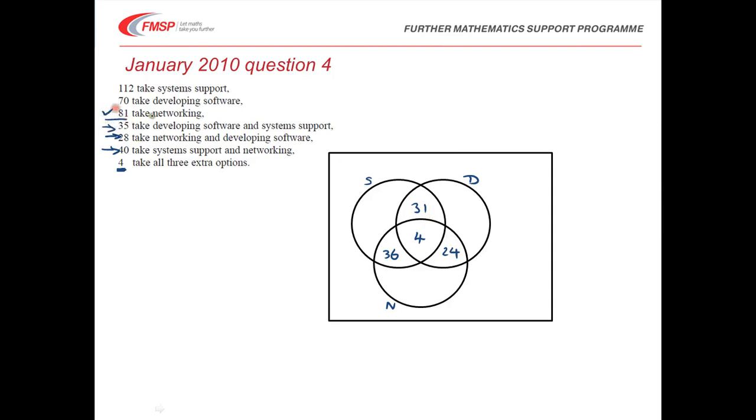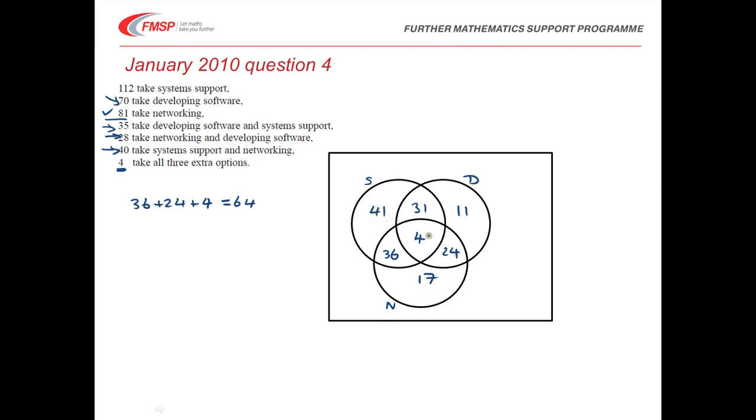We've then got 81 taking networking. So at the moment, if you look at networking, I've got 36, I've got 4, and I've got 24 in networking. So 36, 24, and 4 in networking. Okay, which is going to give me 64. So the rest of them must be in networking, which is 17. We do the same for each of the others. So developing software means that I'm going to have 11 because there are 70 in total. 112 takes systems support, so that means I'm going to have 41 here.